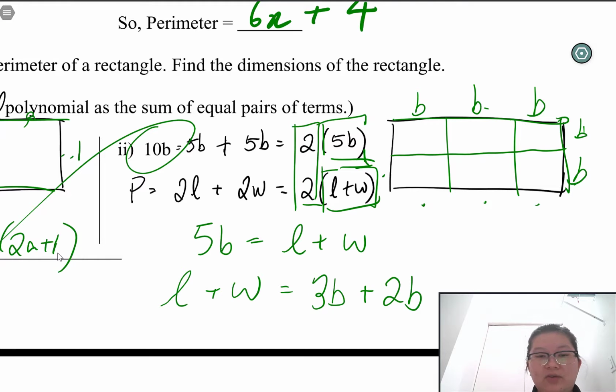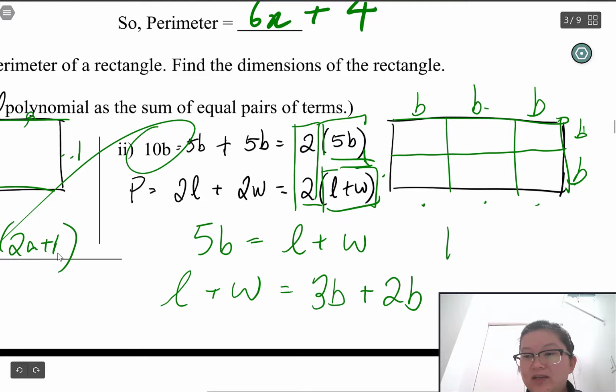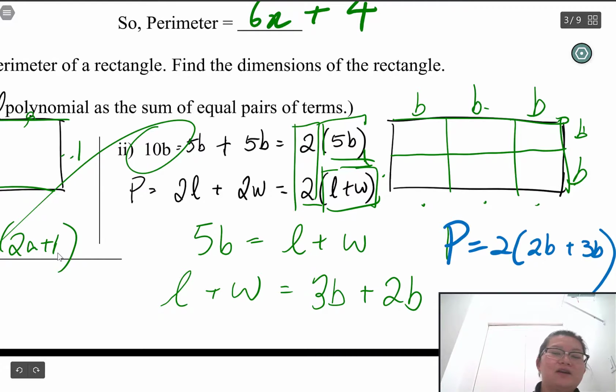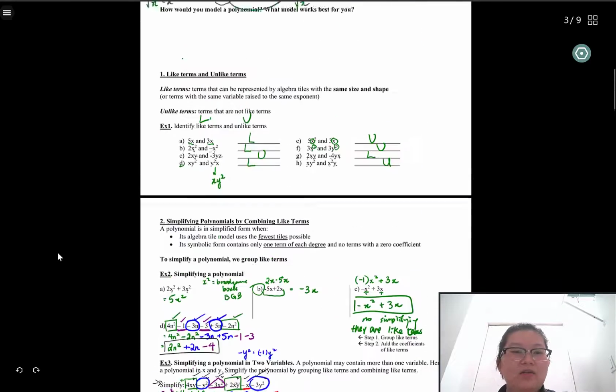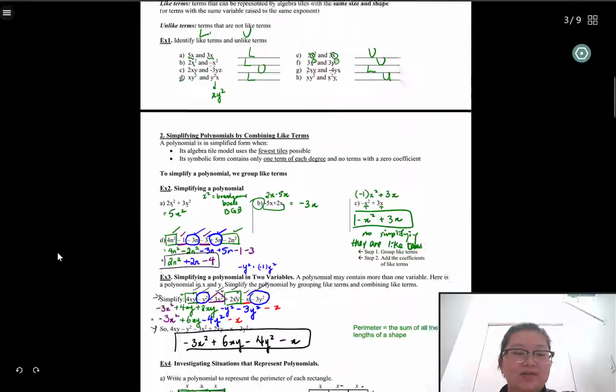If I have to write this properly, then I would say that the perimeter is equal to 2 times, let's make that smaller, 2b plus 3b. Okay, there you go. All of these silly questions are done. So I will call that the end of 3.1.